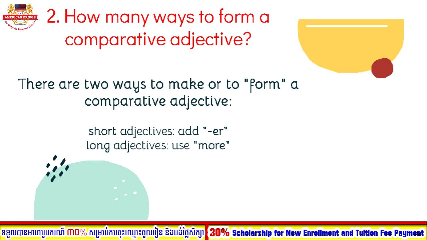For a long adjective we have to use more. So for example, bigger. Bigger than. For example, I can say my table is bigger than yours. So bigger, then we have to add than after the adjective. So this is the way how to compare, how to write the comparative adjective in sentences.